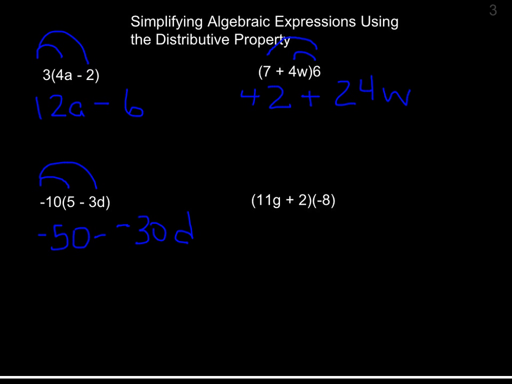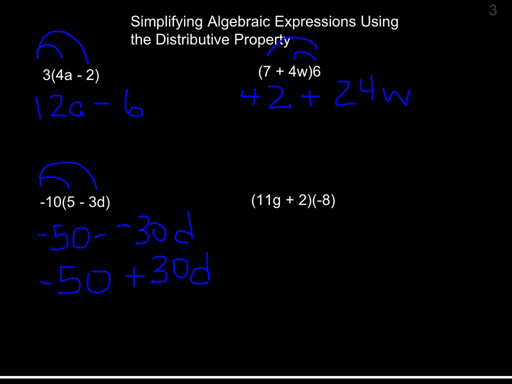I want to simplify this as much as possible, so I don't want to leave it as negative 50 minus negative 30d. Remember, when we're subtracting a negative, what we're really doing is we're adding. If you're taking away something bad, you feel better. So it's negative 50 plus 30d. And that would be my simplified answer.